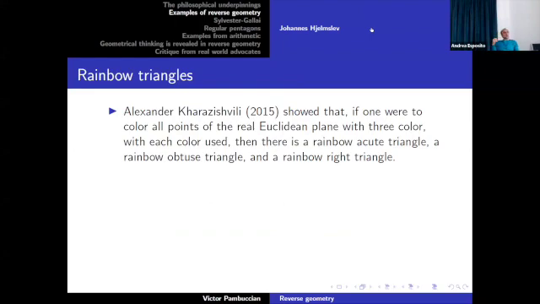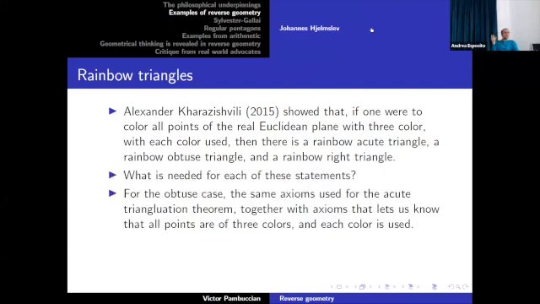Similarly, you can look at a theorem by Alexander Harajishvili, who showed that if you were to cover all the points on the real Euclidean plane with 3 colors, then there's always a rainbow triangle that is obtuse, acute, and right. Rainbow means its vertices are of all the 3 colors. The question is, what do you need for this?